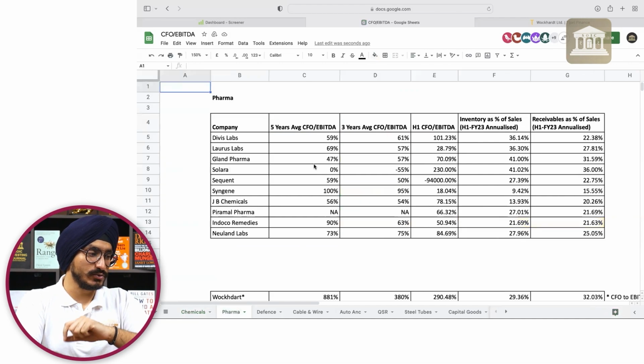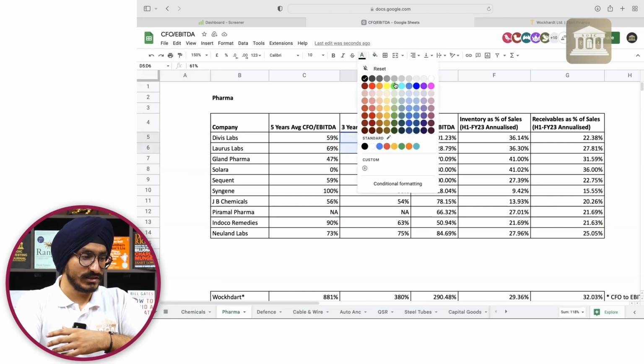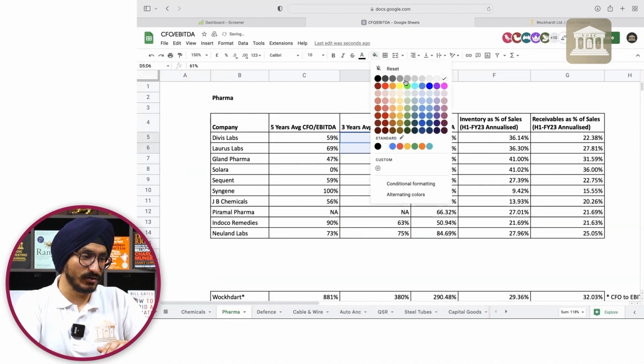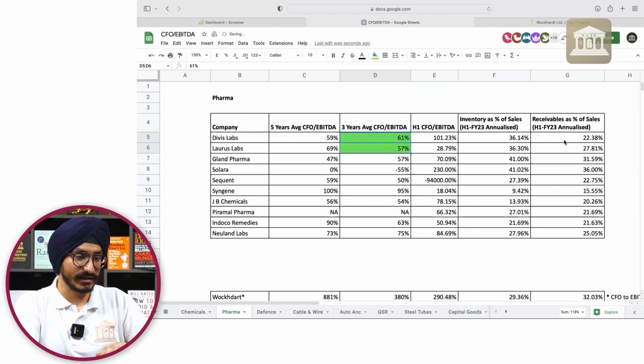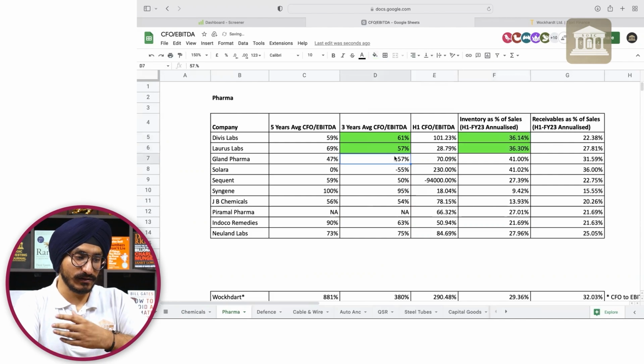Let's look at the pharmaceutical sector. In the pharmaceutical sector, both Laurus and Divi's have more than 55% CFO to EBITDA conversion ratio, which for this sector is really okay, because in this sector your inventory usually is higher. You'll see that inventory is 36 to 38% of the sales. If you look at Gland Pharma, it is also 57%.